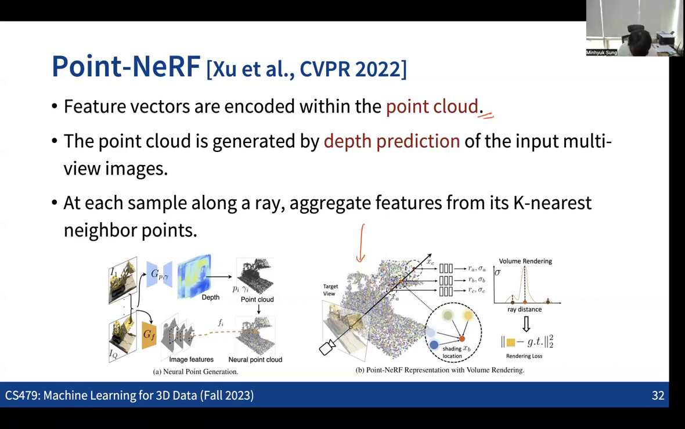So what we are going to do is, instead of encoding all the feature vectors into the 3D grid, as we have seen in Instant NGP, now we encode the feature vectors into each of the points in the point cloud. And we can do the same thing: when you shoot a ray, for each of the sampled points along the ray, we can aggregate the features that are encoded near the points in the point cloud. So this is another way that we can leverage an explicit representation, which is not the 3D voxels here, but the point cloud in this case.